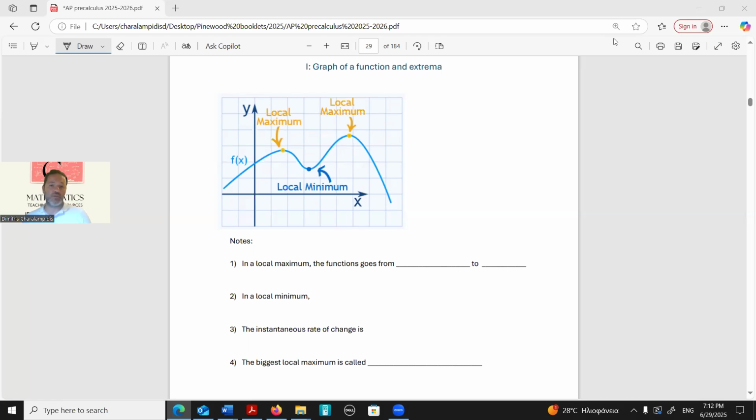In this video, part of a greater series dedicated to the AP Precalculus syllabus, we will continue our exploration of Unit 1 by examining a graph of a function and its extrema. Here in the image in front of us, we have the graph of a function, and you can see that the image itself names two specific points. It names this as a local maximum, and this as a local maximum as well, and this one as a local minimum.